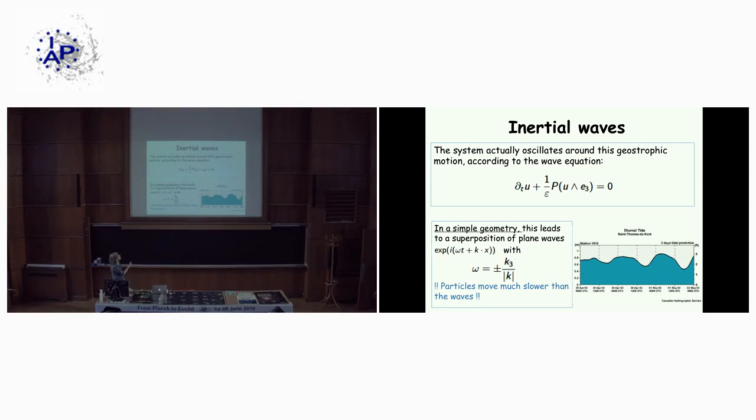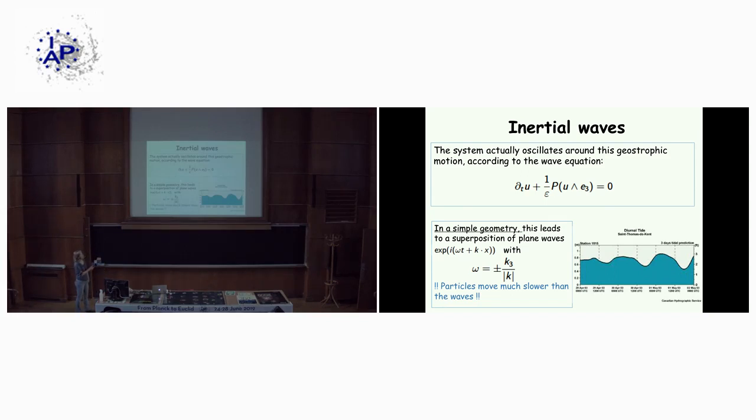And so now the equation is this one. You see that it's an equation of the form dtu plus 1 over epsilon times a linear operator equal to 0. And this operator, what you expect is that it's a skew-symmetric operator, so it will just generate an oscillation. Now if you are in a very simple domain, for instance just a rectangle with boundaries which are parallel to the vertical and horizontal, then you can compute this.